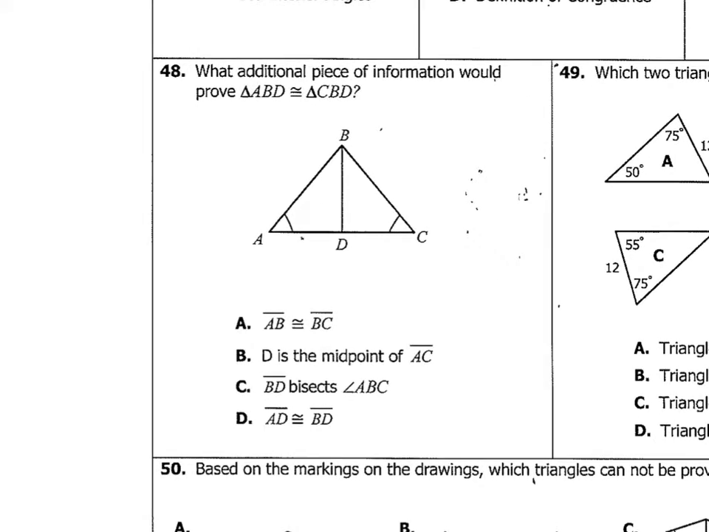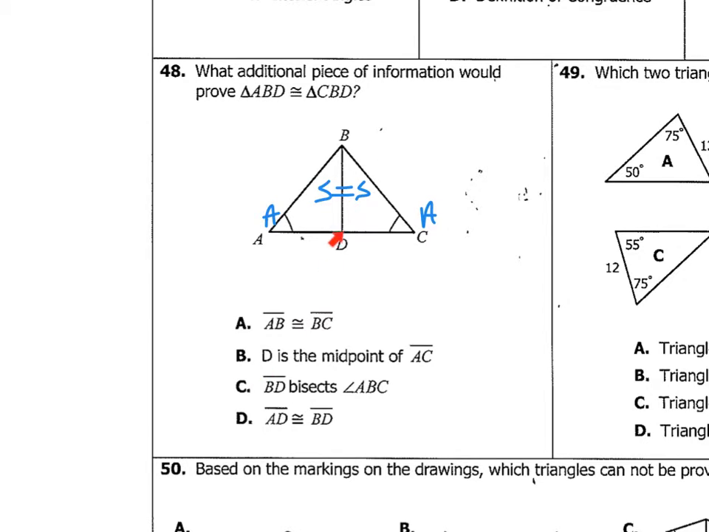48. What additional piece of information do we need to prove that the two triangles ABD and CBD are equal? We've got A and C, okay? And then you can also assume that this side is equal to itself. So what else do we need? Is it that AB is congruent to BC? And remember, you could label them this. You've got an angle and an angle. You've got a side and a side. So what other information do we need?